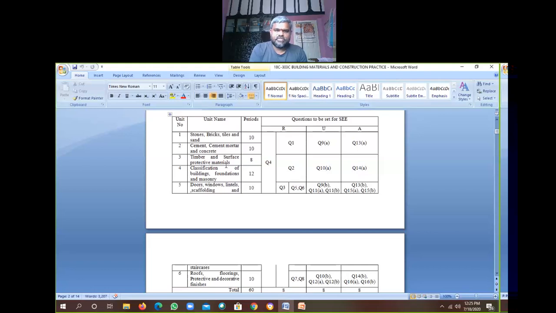So in this subject we have six chapters. Unit one is stones, bricks, tiles, and sand. Unit two is cement, cement mortar, and concrete. Unit three is timber and surface protective materials. Unit four is classification of buildings, foundations, and masonry. Unit five is doors, windows, lintels, scaffolding, and staircases. Unit six is roofs, floorings, protective and decorative finishes.